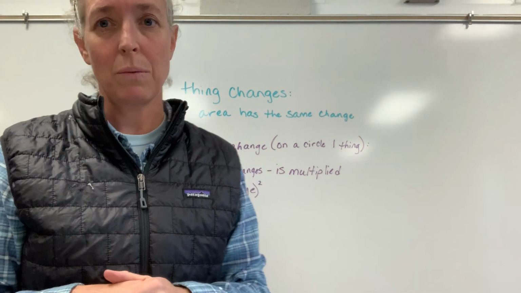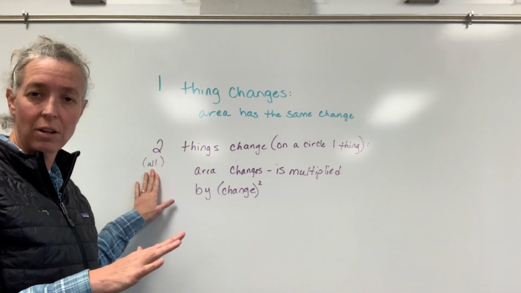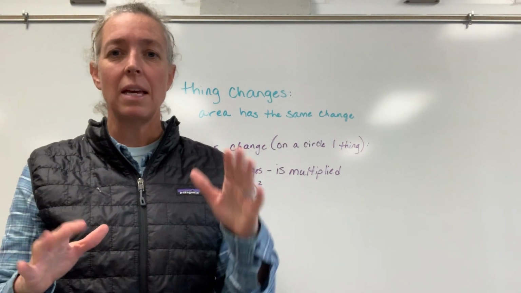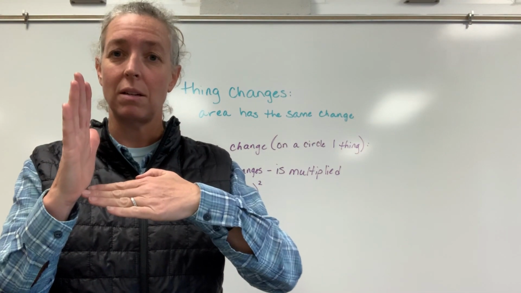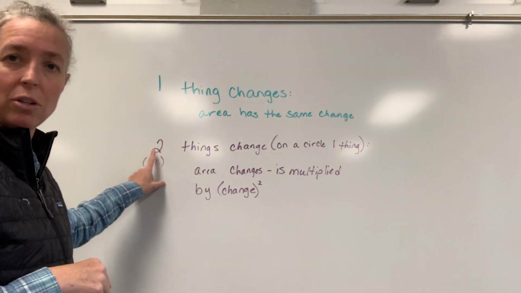Example 2 is when we move on to having two things change, or all of the parts of the figure change. Like if I have a rectangle, it would be the base times the height. If those both changed is what we're talking about now. I put two things here.